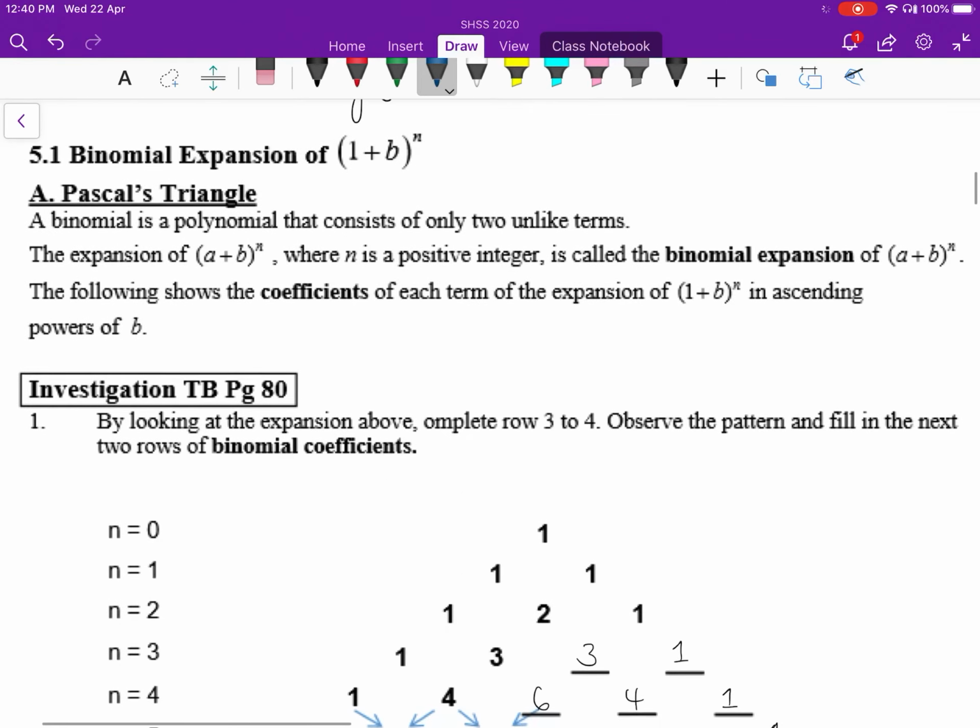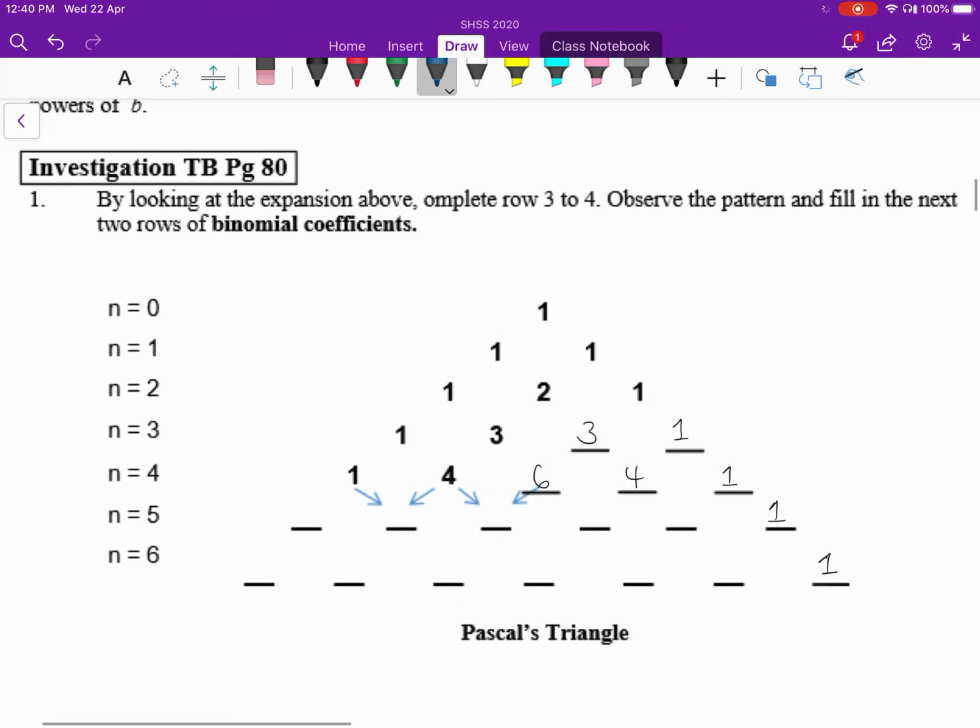If I were to invent it, I'll name it Peter's triangle. But no, I'm not the one who named it. Okay, anyways, let's carry on with this triangle.